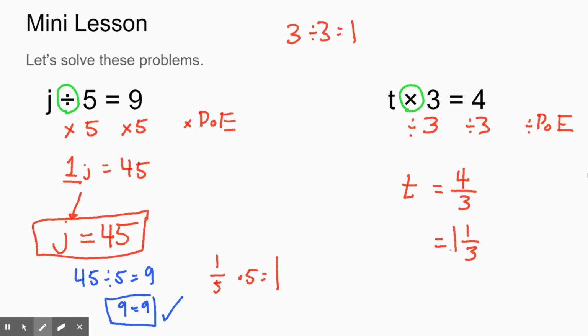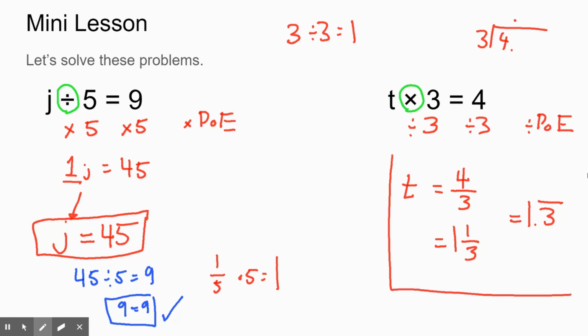We could also write this as a decimal, in which case we would actually have to do 4 divided by 3 and see what we get. Just to save some time, we'd get 1.3, and that 3 would be repeating forever. So any of these 3 answers would be fine. It just depends on how you prefer to write it. Depending on what kind of problem you're working on, one version might be better than the other. You just have to think about the context.